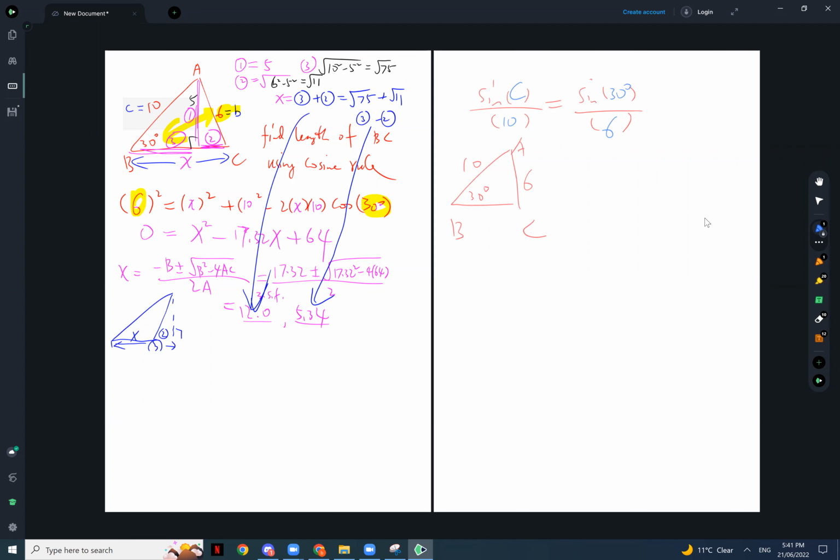Yeah, sine C equals. Use your calculator, got sine C equals 5/6. Solving this question, we tried the Pythagoras. We tried the cosine rule. Now we try sine rule. So C equals. Case one, case two.